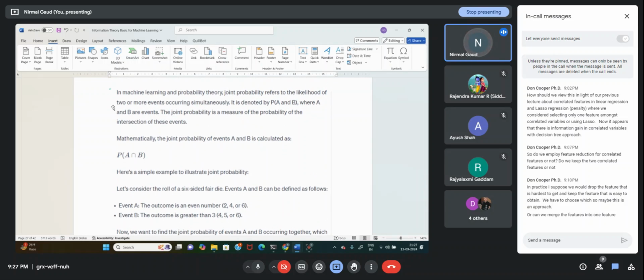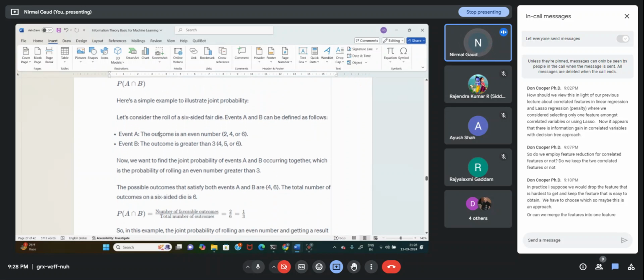In machine learning and probability, joint probability refers to the likelihood of two or more events occurring simultaneously. P(A and B) is the joint probability, where A and B are the events, and it measures the probability of the intersection of the events.